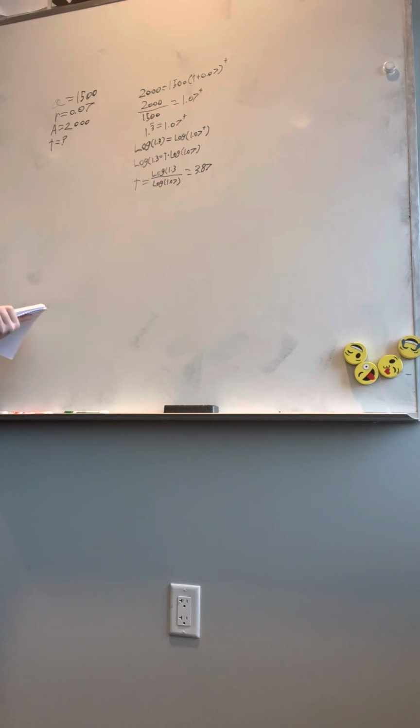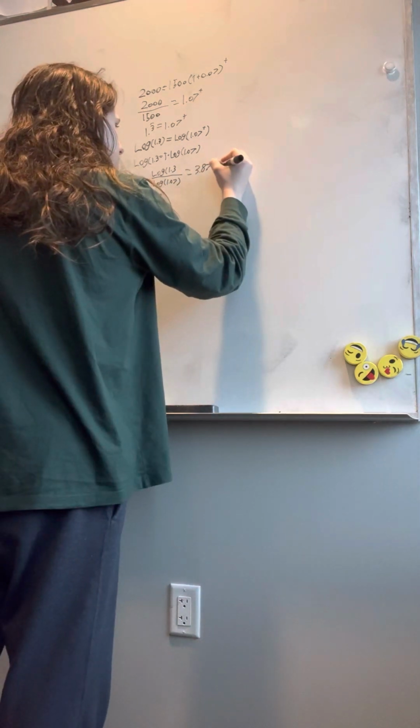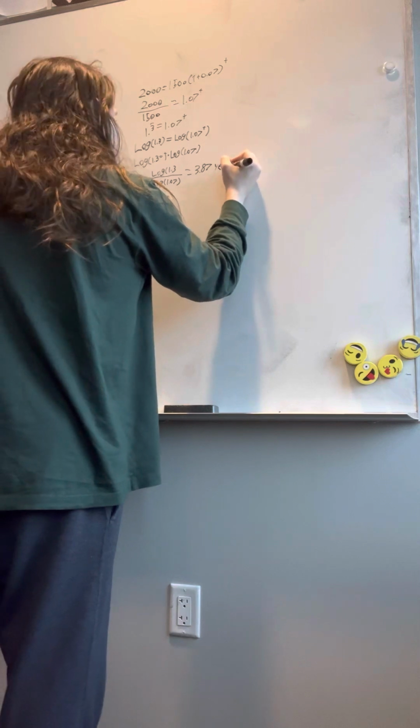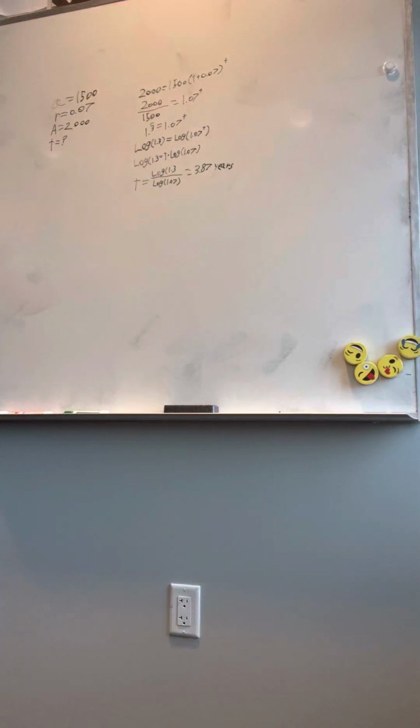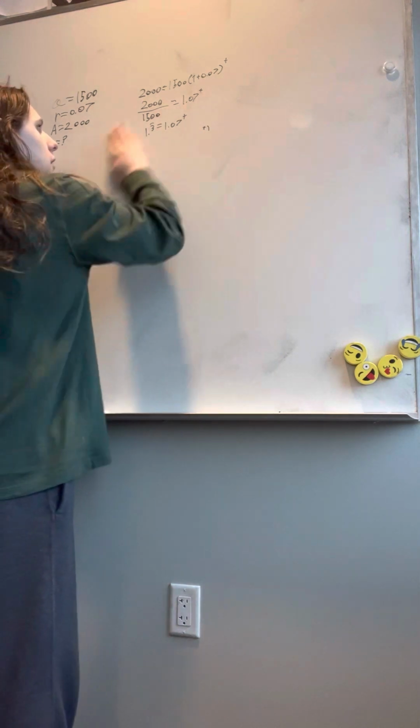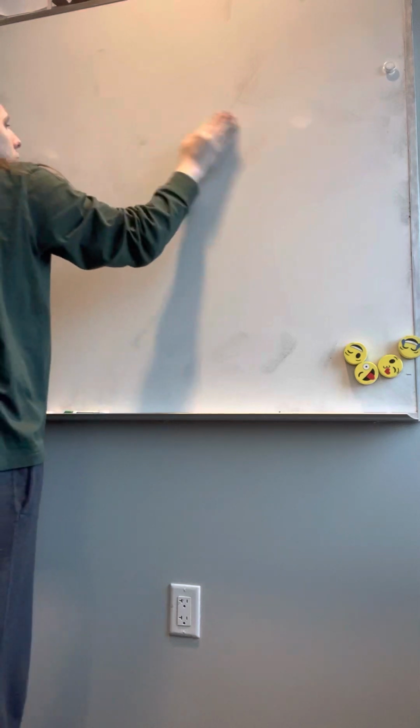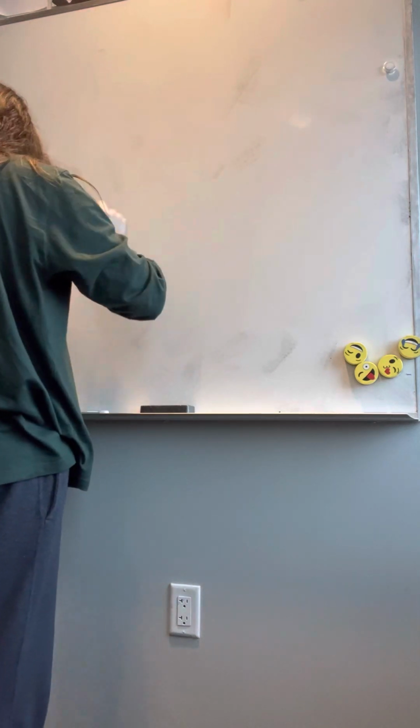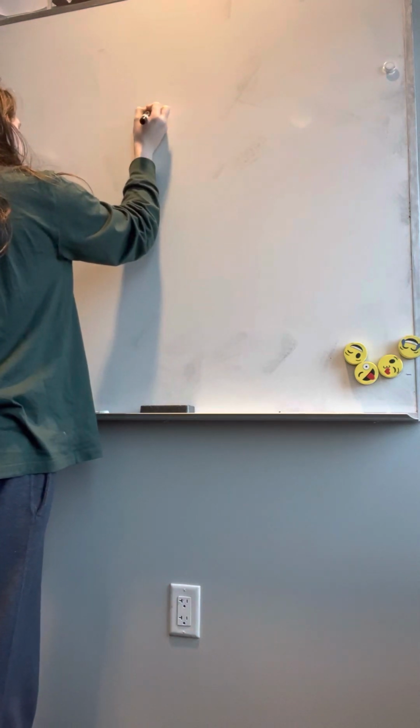3.87 what? Where's our unit on that? Years. Yes. But it's annual interest. 3.87 years. Alright. That's what I got for that. Cool. And now we go on to this equation.